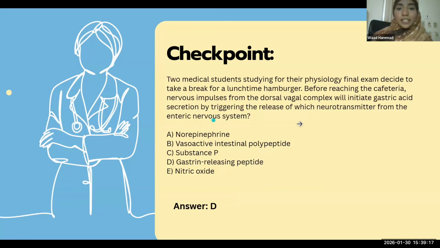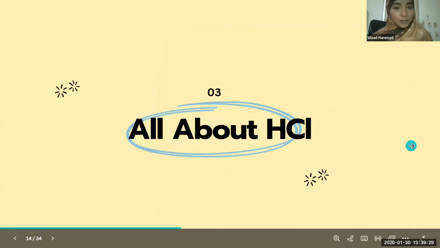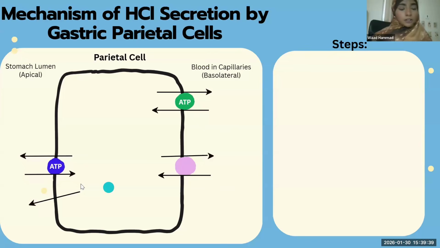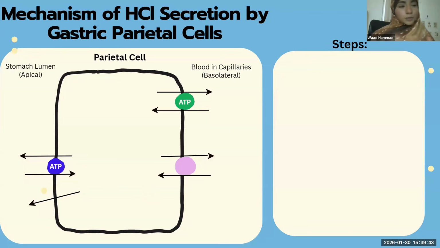Okay. Our next part is everything about HCl. It's a lot. Surprisingly, you have to know a lot about HCl, but don't worry, just go with me step by step, and inshallah, it should be fine. Okay, so the first thing we're going to take is the mechanism of HCl secretion by the gastric parietal cells. So what we're going to look at now is how hydrochloric acid comes from a cell. How does it form? Because it sounds kind of insane.